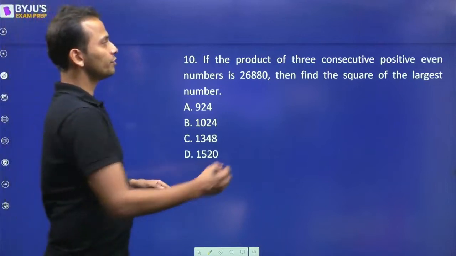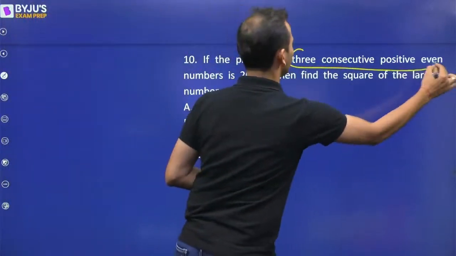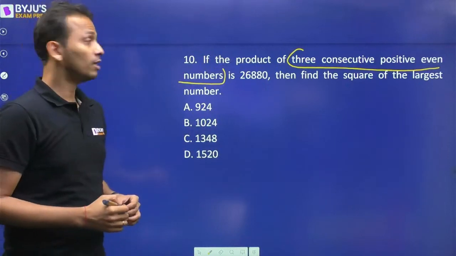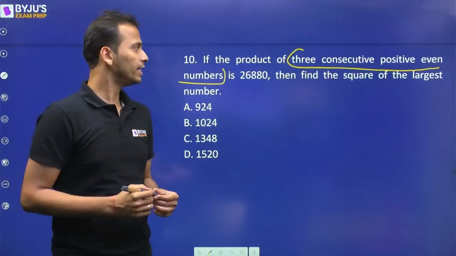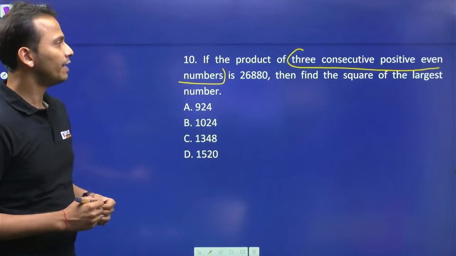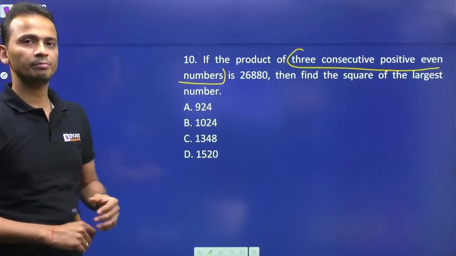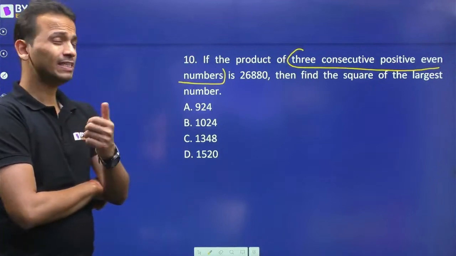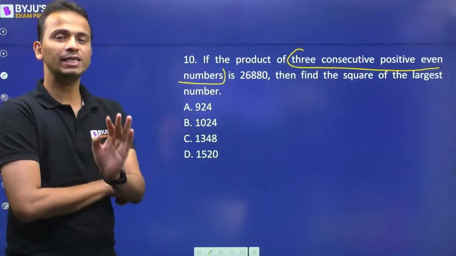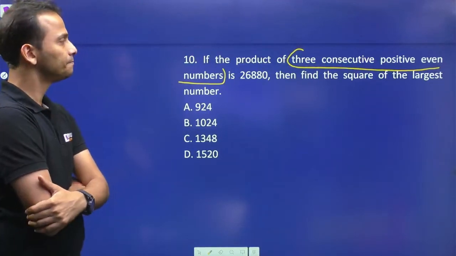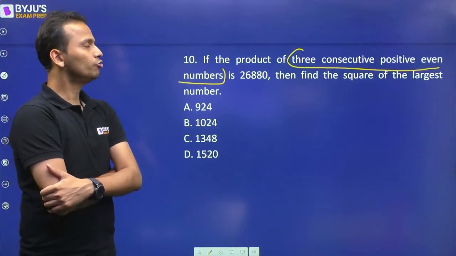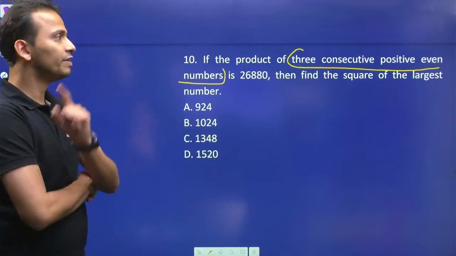If the product of 3 consecutive positive even numbers is 26,880 then find the square of the largest number. Easy question, but it will take a little effort. Question is easy, a little lengthy but easy. Okay? 3 consecutive positive even numbers.